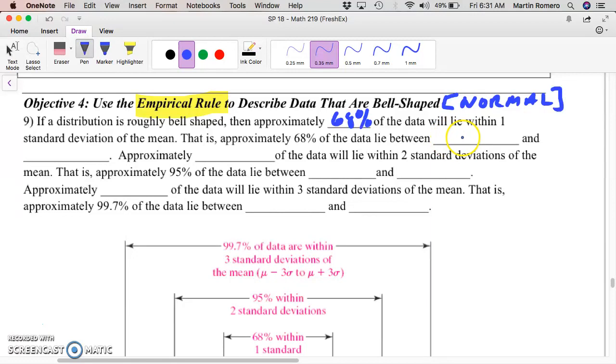That is approximately 68% of the data lie between what's called the mean minus one standard deviation, and the mean plus one standard deviation. We also know that approximately 95% of the data lie within two standard deviations. So that notation becomes important. Looks a little weird there, but it becomes important. They lie between the mean minus two standard deviations, and the mean plus two standard deviations.